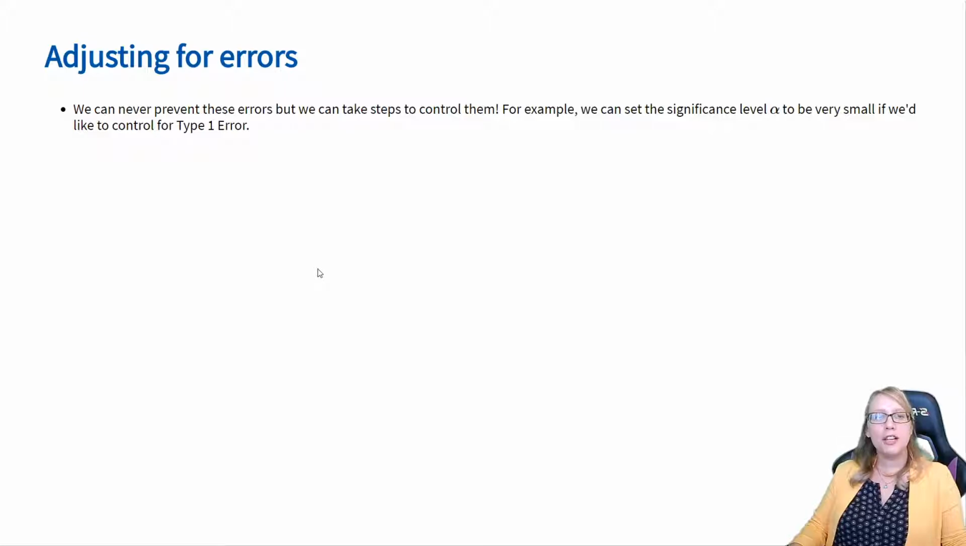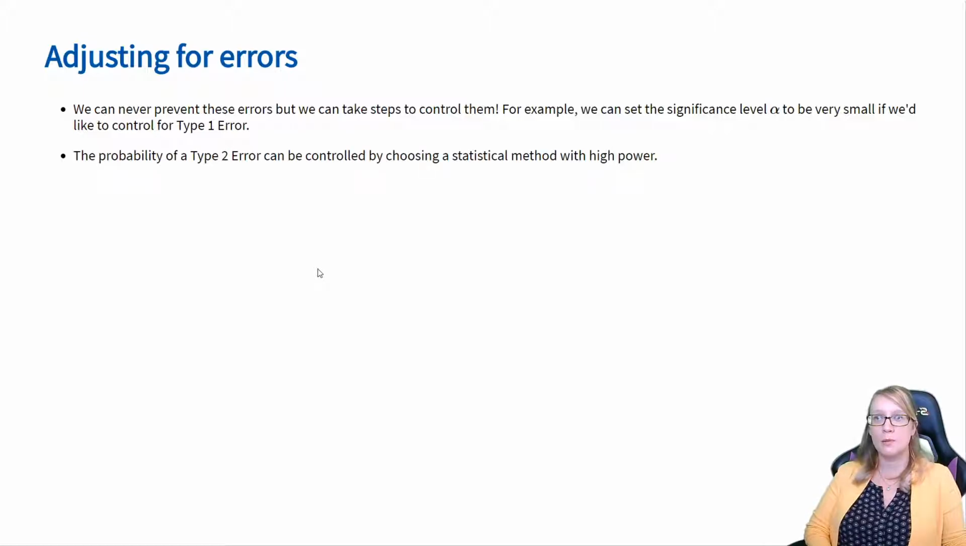Now, unfortunately, we can never prevent these errors. There will always be errors in a test, but we can try to take some steps to control them. For example, the smaller we set that significance level alpha to be, the less likely it is that we'll make a type 1 error. And that's why the alpha rate is usually set so low, 0.05 or lower, because we really want to be certain that we're not making those types of mistakes.